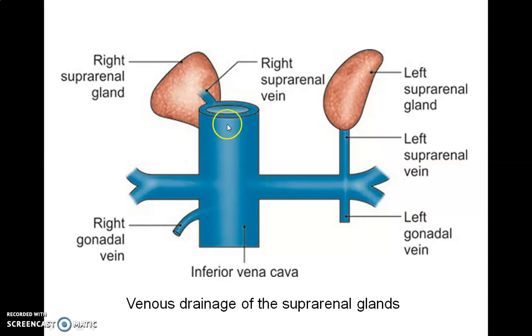This figure shows the venous drainage of the suprarenal gland. Right suprarenal gland drains into right suprarenal vein from the medullary sinusoids which are formed inside and drains into inferior vena cava. This is the inferior vena cava. Right suprarenal vein drains into inferior vena cava. Left suprarenal vein drains into left renal vein. Lymphatic drainage of the suprarenal gland is in the lateral aortic group of lymph nodes.